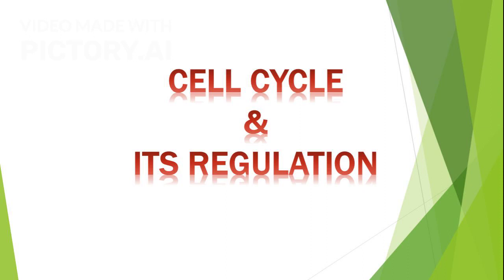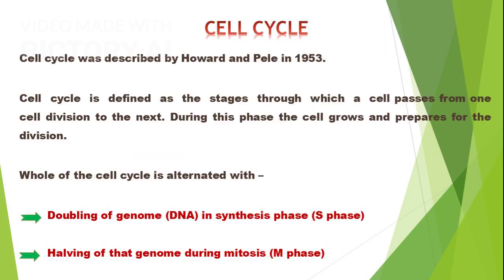Welcome to our exploration of the cell cycle and its regulation, a fundamental process in biology that ensures the proper growth and division of cells. The cell cycle, first described by Howard and Pelc in 1953, is a series of stages that a cell goes through from one division to the next.